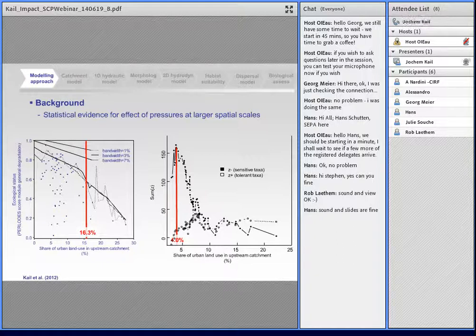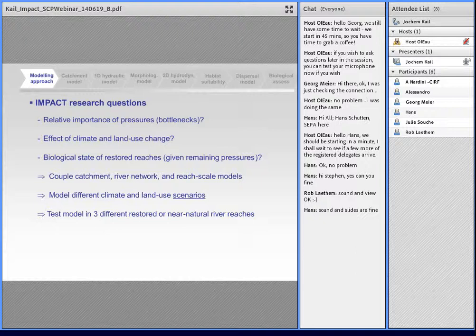And here on the right you can see that the share of the urban land use in the upstream catchment has a strong effect on especially the sensitive taxa. So we did know this, but of course, because it's a statistical analysis, it's difficult really to deduce any kind of causal relationship. So that's why in the IMPACT project we asked the question, what is the relative importance of these different pressures on biota, and which is really the bottleneck for biota?